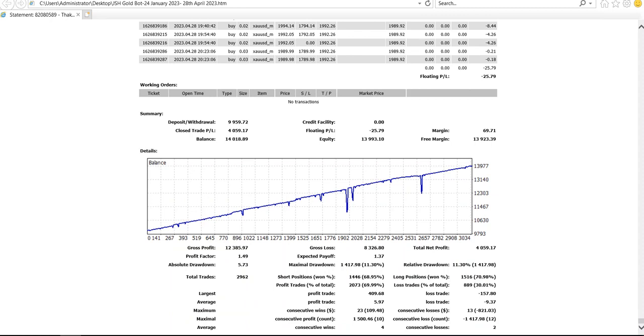So right now let's talk about JSH Gold Bot itself. This is what we made, around 4059.17, which is approximately 13.5%, or you can say 13.33%. And this is the profit factor, this is the expected payoff, and this is the drawdown.